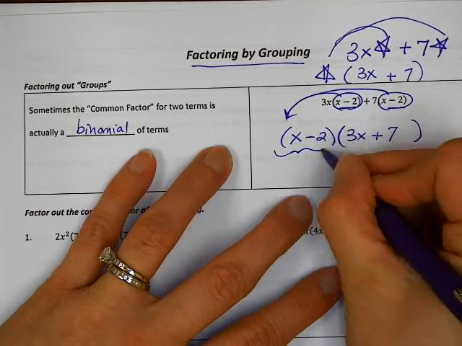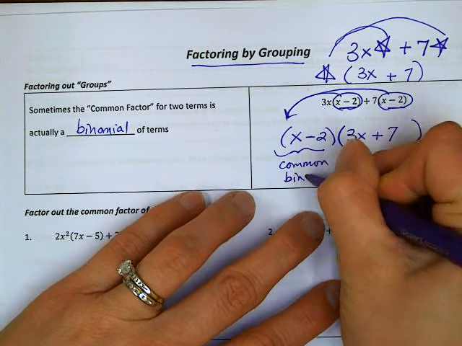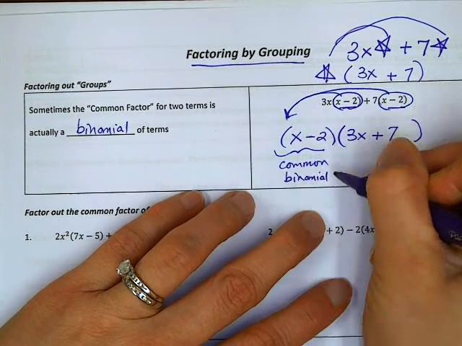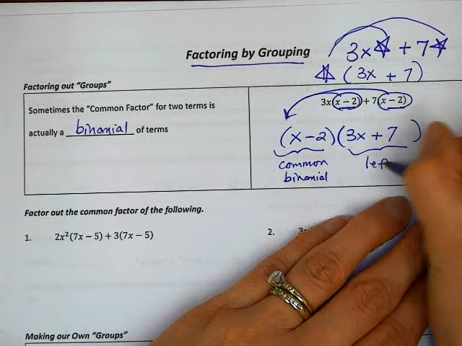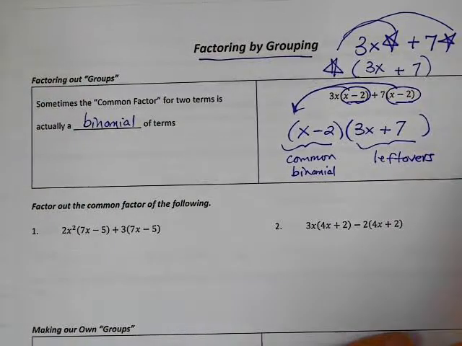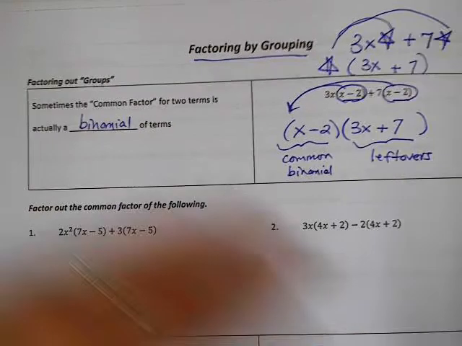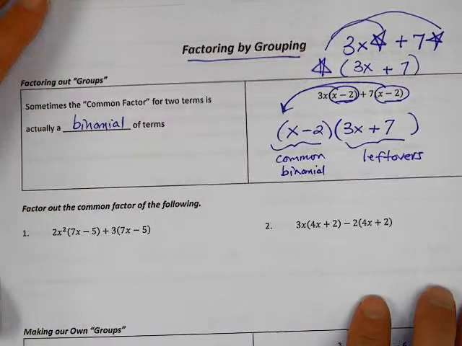So this is the common binomial. This is the thing that they both have. And this, sometimes I call these the leftovers. And this technique is called factor by grouping. So you look at the first group and you look at the second group to see what they have.